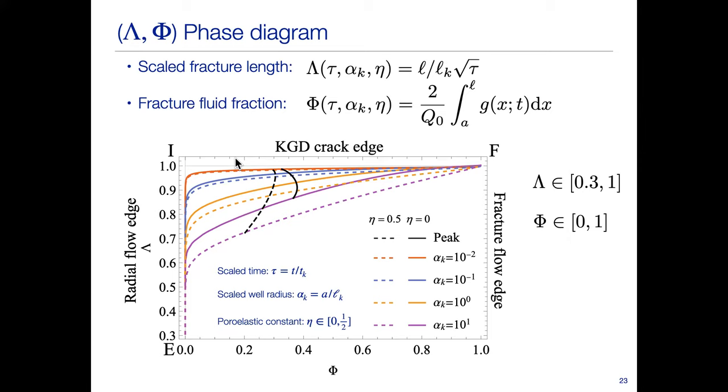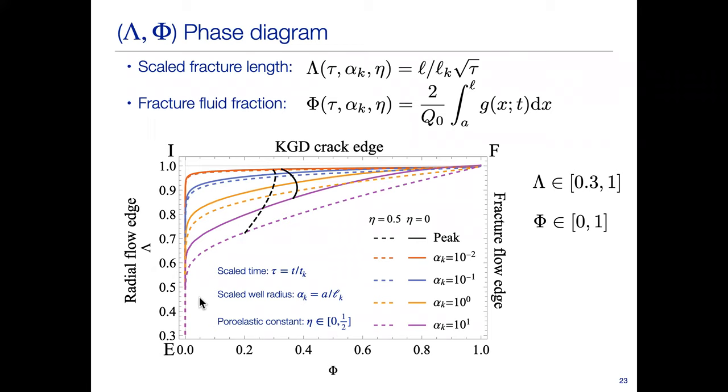Before that, remember that lambda was equal to one, so we were basically traveling along the upper edge of this phase diagram, going from I, the rock flow, to F, the fracture flow at large time. Here, because we have the borehole, we have an early solution, and that is what we call the E vertex. By the way, this axis corresponds to phi equals zero. If the solution is along that edge, it means that you have radial flow.